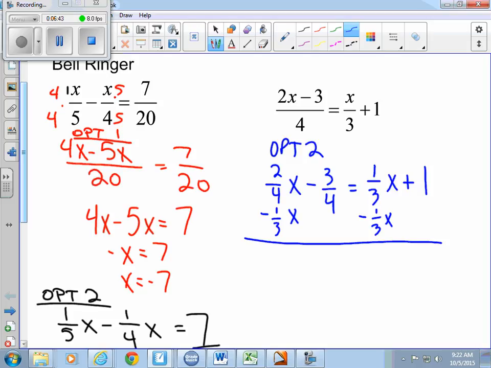2/4 minus 1/3 in your calculator. Math, enter, and it will take care of the common denominator for you. Is it 1/6? So I get 1/6 x minus 3/4 equals 1. And then what would I do? Add 3/4 over.